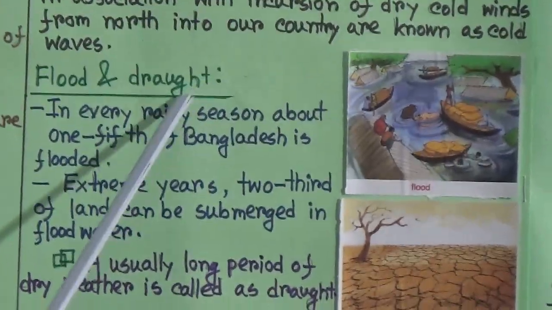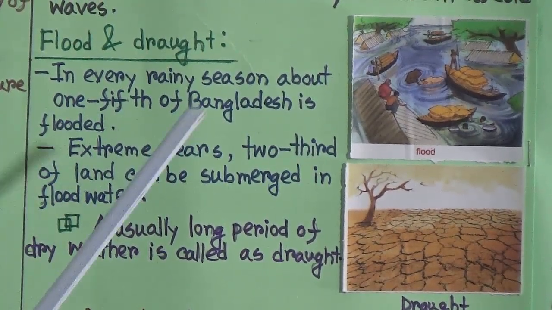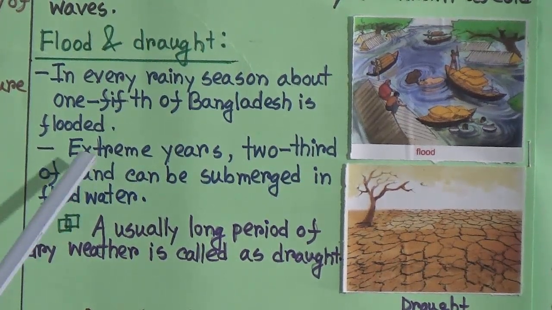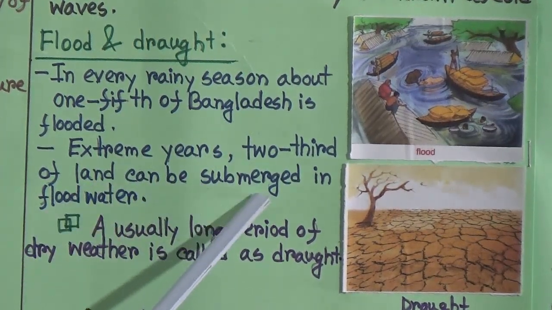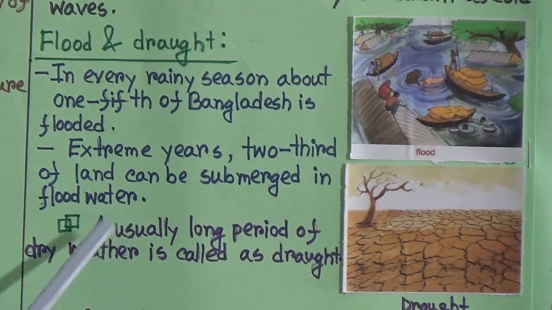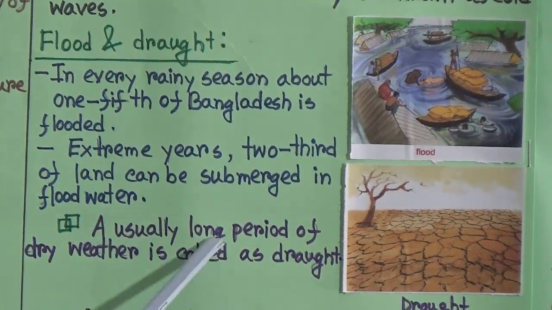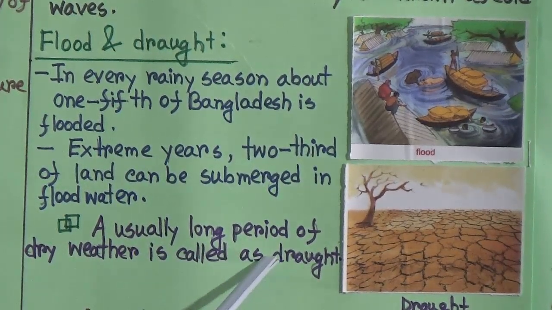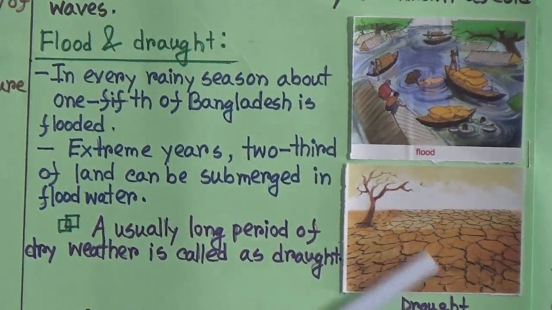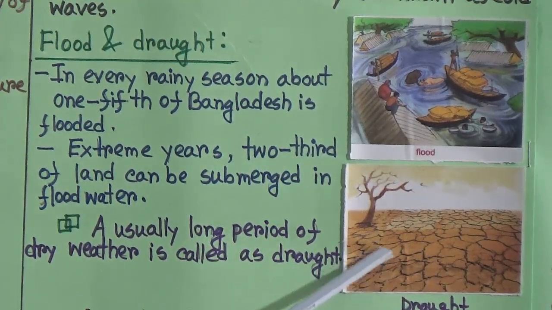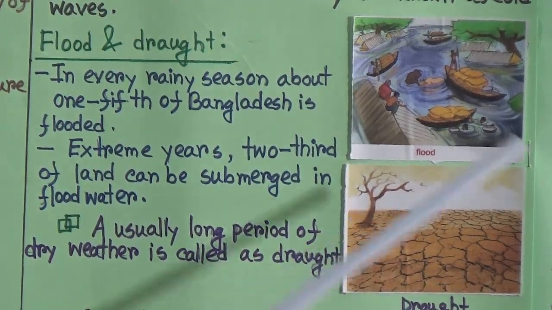Flood and drought. During rainy season, one fifth of our country will be flooded. In extreme years, two thirds of the land can be submerged in flood water. Now, what is drought? A usual long period of dry weather is called drought. Here I have given a picture of flood, and here the drought condition. This drought condition occurs in summer season, where no rain occurs for a long period of time.